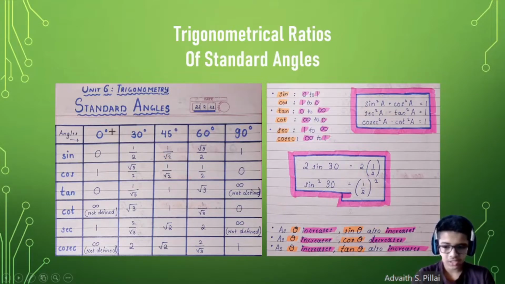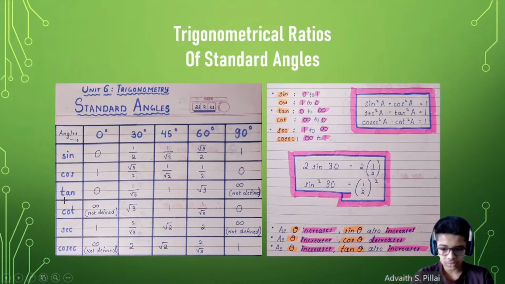If you can see, sine 0 is 0 and cos 90 is 0. Cos 0 is 1 and sine 90 is 1, and so on. Sine 30 is equal to cos 60, cos 30 is equal to sine 60, and sine 45 is equal to cos 45.